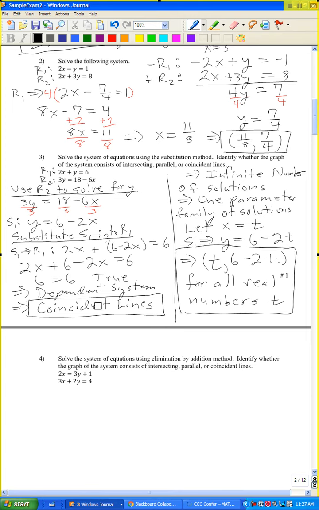And so my solution looks like this set of ordered pairs, and it turns out that this is a pair of coincident lines. Let me do problem number 4.